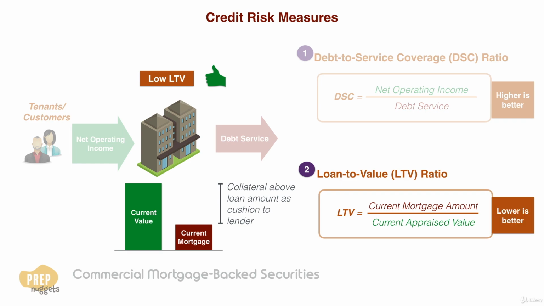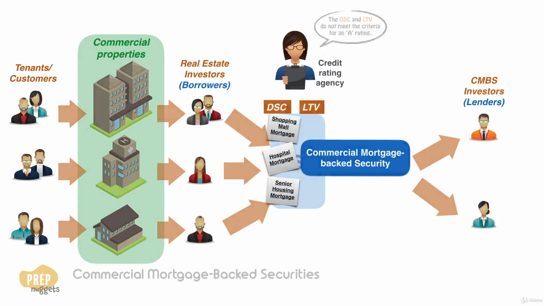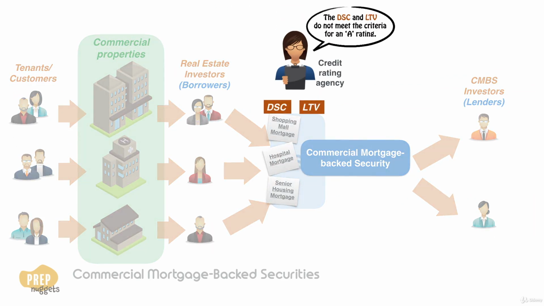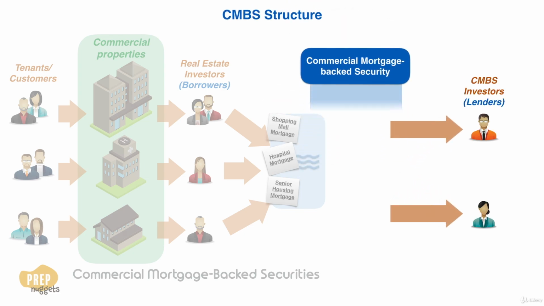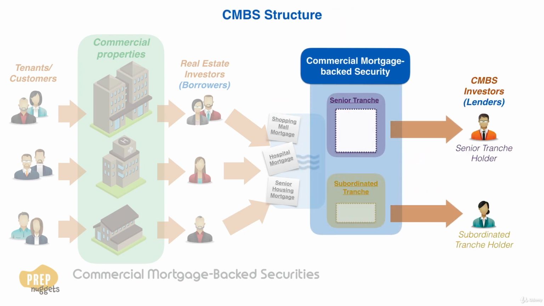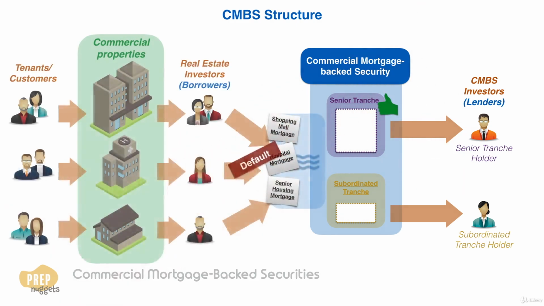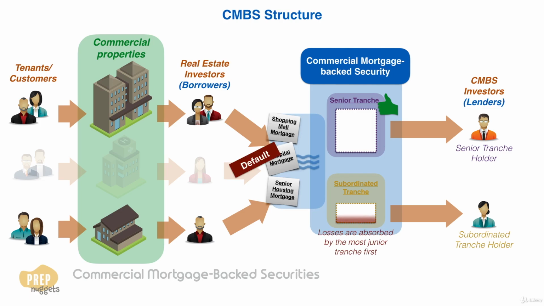So, let's say a rating agency has calculated the DSC and LTV ratios of this particular CMBS and determines that the levels do not meet the criteria for a desired rating. To overcome this, the issuer can structure the CMBS with subordinated tranches, such that the senior tranches can achieve the desired rating. Under this structure, losses due to default are first absorbed by the subordinated tranche with the lowest priority. Sometimes this most junior tranche is not rated and is referred to as the equity tranche, residual tranche, or first loss tranche.